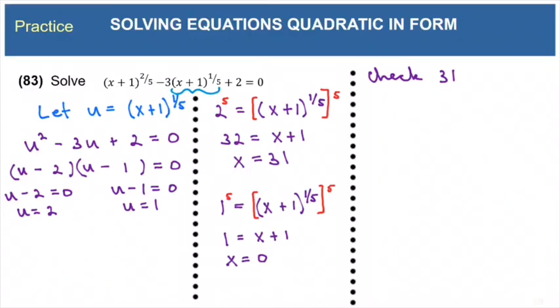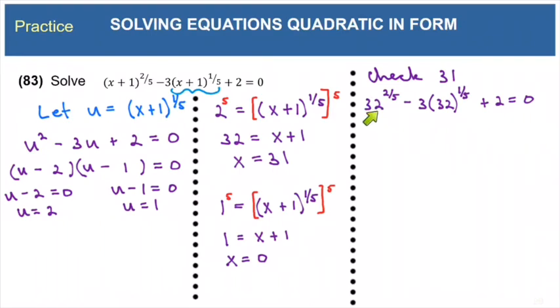So if I want to check 31, I go back to the original equation, and I plug in 31. 31 plus 1 is 32, so I'm going to have 32 to the 2/5 power minus 3 times 32 to the 1/5 power plus 2 equals 0. Now, we can do this really fast mentally.